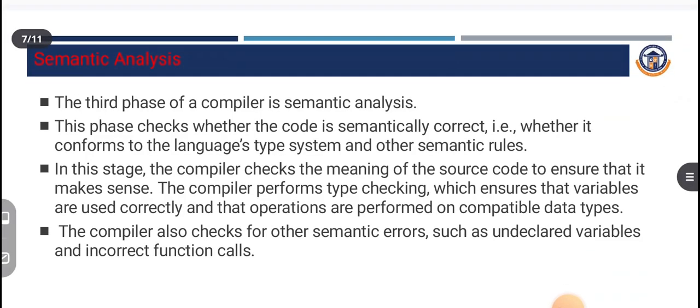The next one is the semantic analysis. This is the third phase of the compiler. This phase checks whether the code is semantically correct, whether it conforms to the language type system or other semantic rules. Based on this, type mismatch kinds of errors can be identified in the third phase of the compiler.